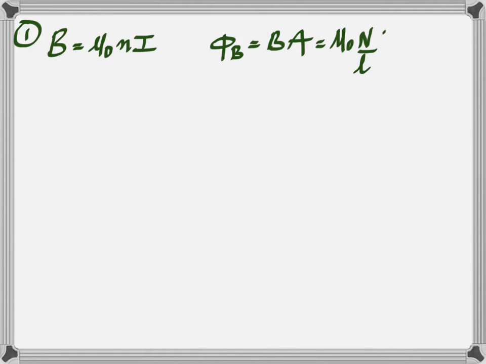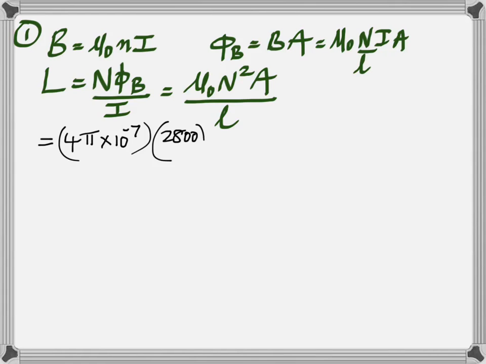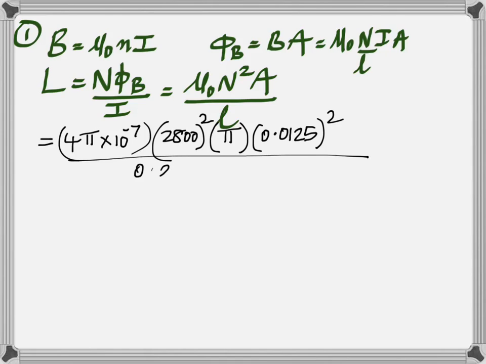Magnetic field due to a solenoid, from which you find the flux. Flux is always magnetic field strength times the area. From that you can find out the self-inductance of a solenoid. Formula is mu naught n squared A by L. So, all quantities given, 0.022 Henry.